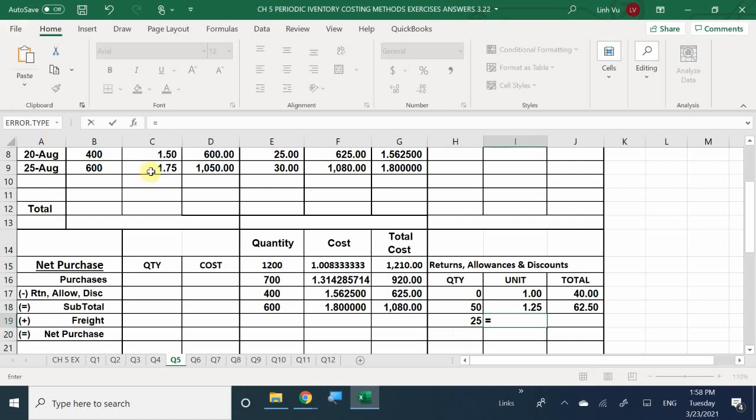$1.75. So I'm going to bring it from up there, because this is my original purchase. Down below here, this is including freight. So here I put in 25 and I put in $1.75. So how much in grand total am I going to get a refund for?